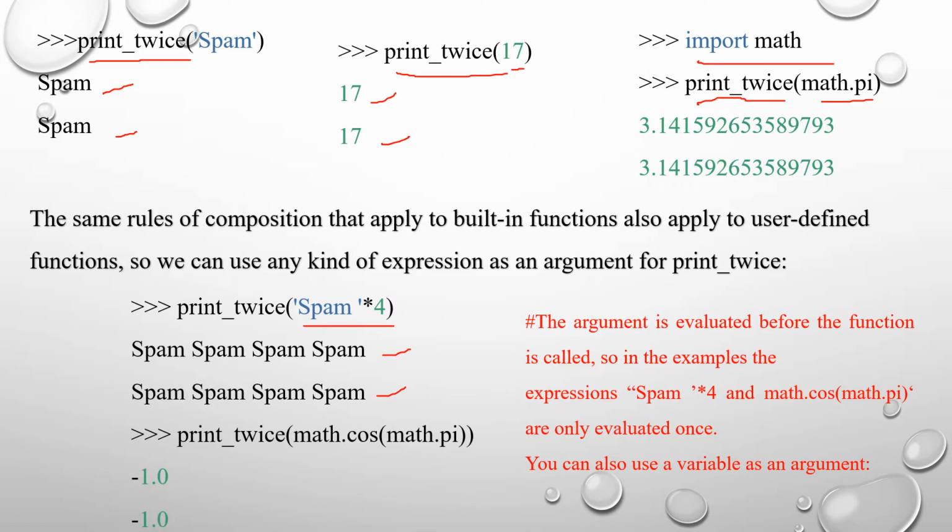Let's consider one more example. The function is print_twice of math.cos of math.pi. This is the argument. It is going to print minus 1.0. The argument is evaluated before the function is called. So in the examples, the expressions spam times 4 and math.cos of math.pi are only evaluated once. You can also use a variable as an argument.